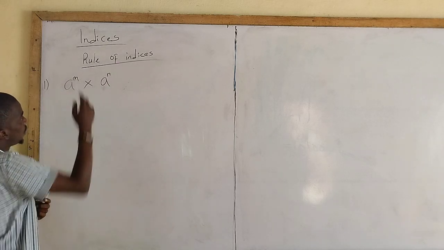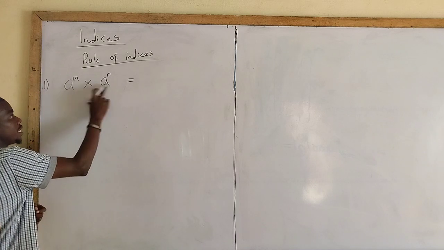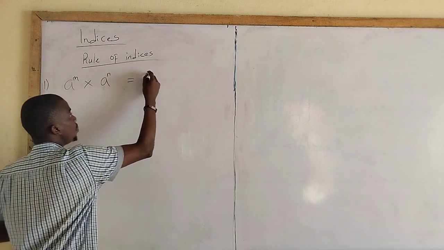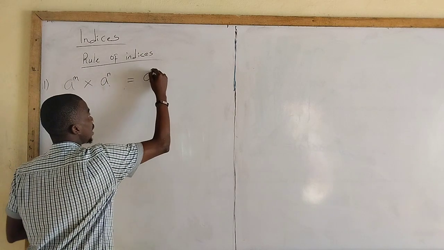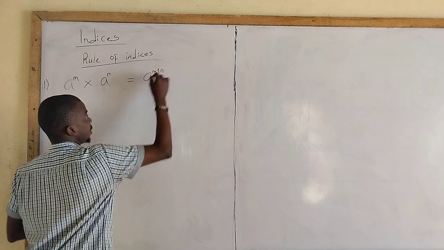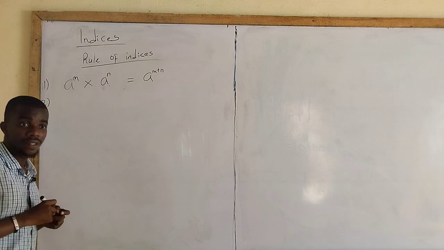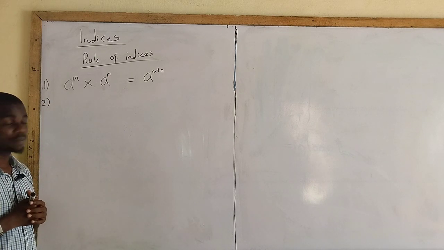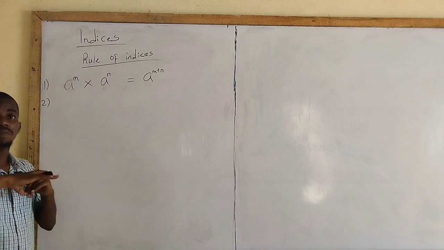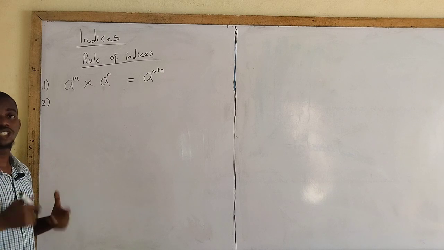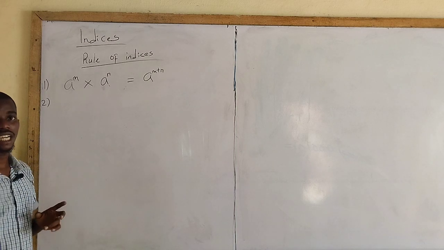How do we solve this? It says that this is simply equal to, since the bases are identical, we take it to a common base and we add the powers, m plus n. That is the first rule. The second rule is the division law. The division law says that if you have two identical bases being divided, you take it to a common base and subtract their powers.